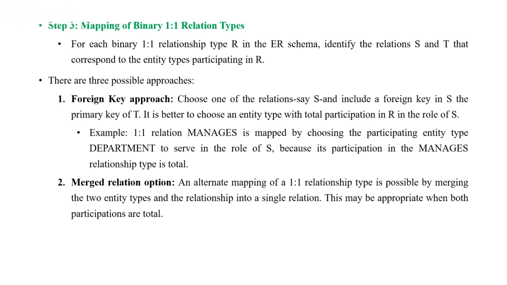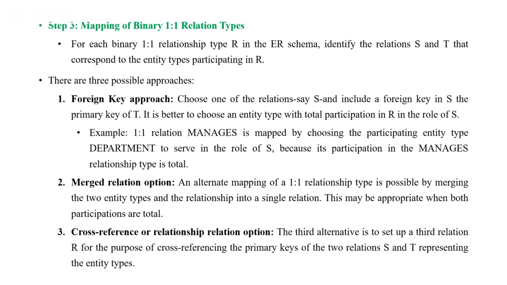We can merge these two entity types when both are participating with total participation in the relationship type. Only then can we merge the two relations. That is, we can treat it as a 1:1 relationship type only when we are merging the two entity types and the relationship into a single relation. So that is the second possible approach, where we can specify 1:1 mapping between the two entity types.